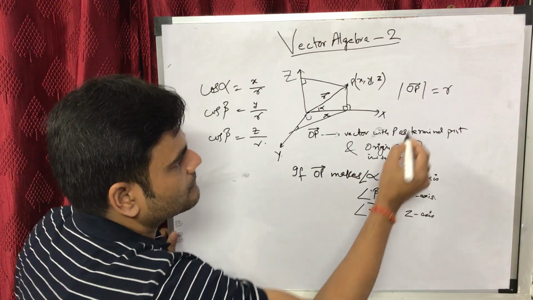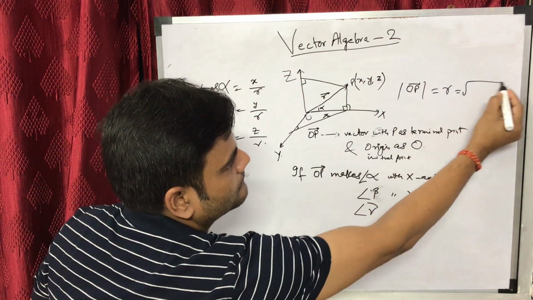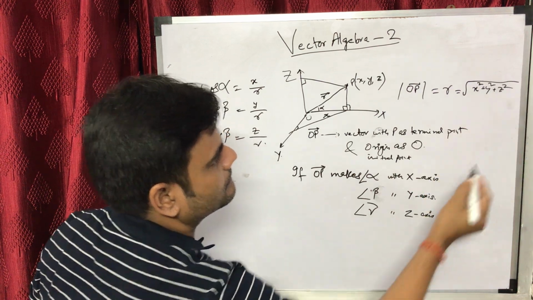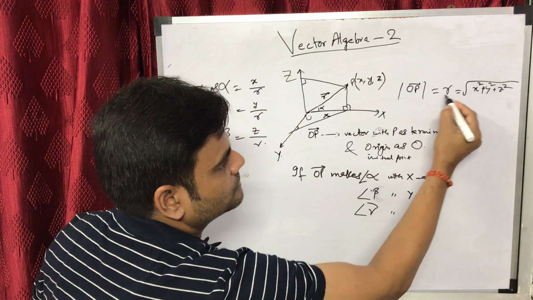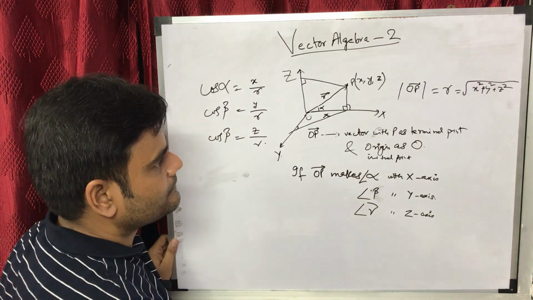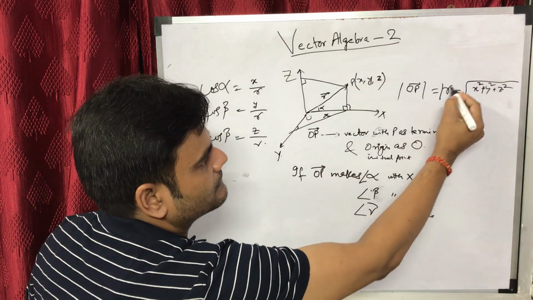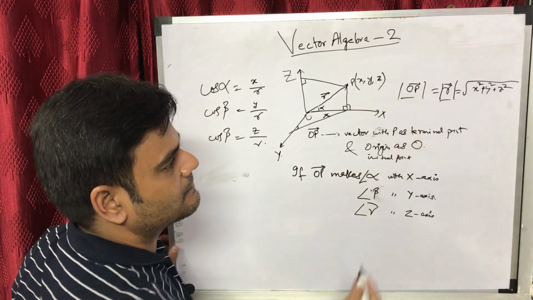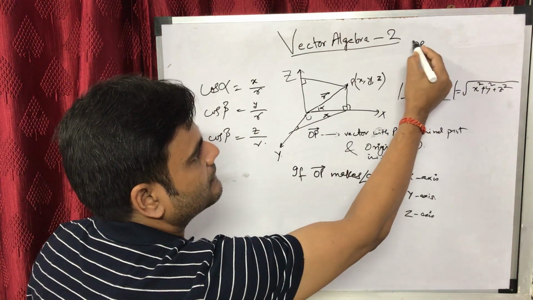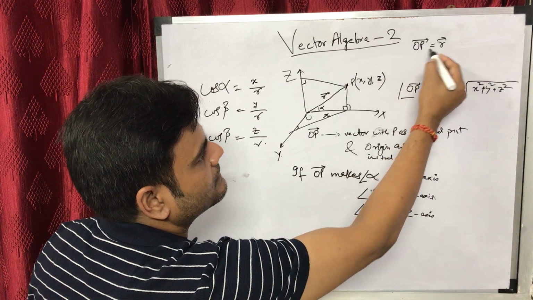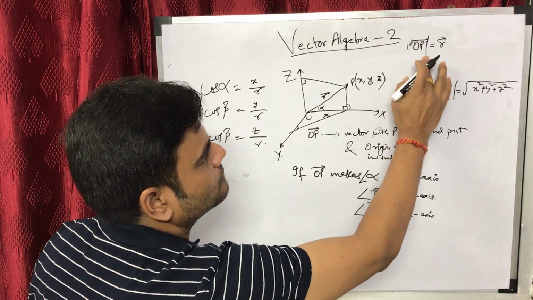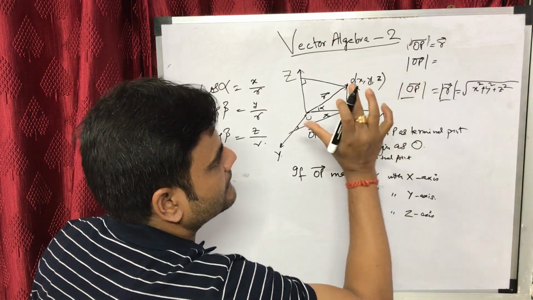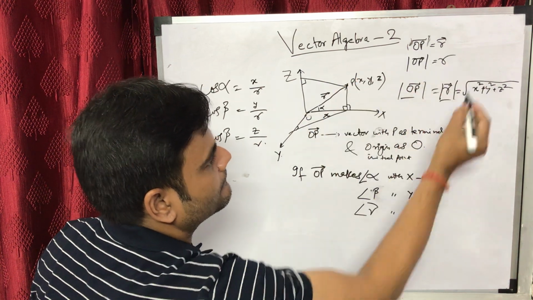Now you always know OP is also root x square plus y square plus z square, right? I told you, position vector. So you can write it like this also. OP and r are the same. OP is the OP vector, and mod OP is the value of the length of OP, that is r. No signs.